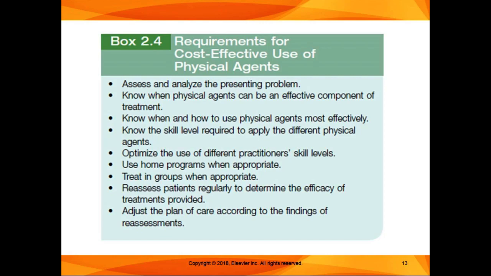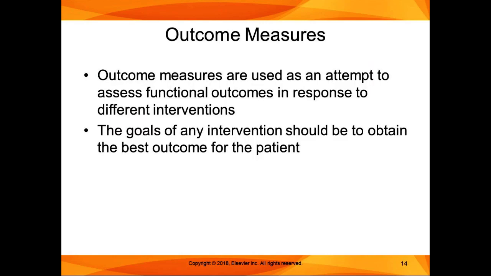So that's a really good example of requirements for cost-effective use of physical agents. If we did them in the wrong order, or we had practitioners with the wrong skill level, it wouldn't have been the best and most cost-effective use for him. And that's the other thing, is he has a limited number of visits on his insurance in a year, and so we don't want to use up all his visits until he can benefit the most from them.